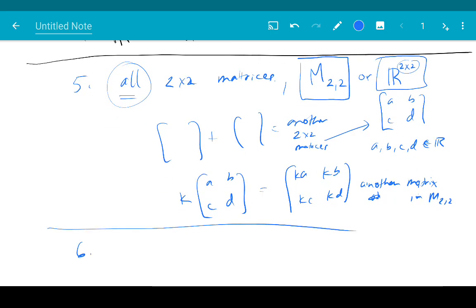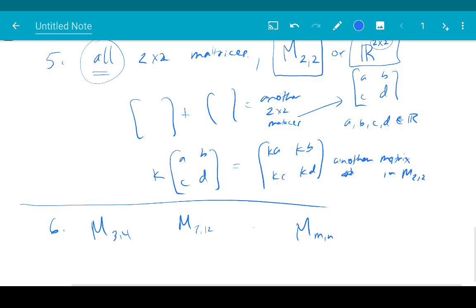And then again, number 6, it doesn't really matter what size the matrices are, right? The matrices could be 2x2, or they could be 5x5. So M3,4 is a vector space. So is M7,12. That's a vector space. So in general, M m,n, the set of all m by n matrices, is a vector space.